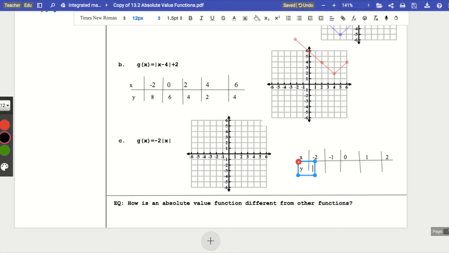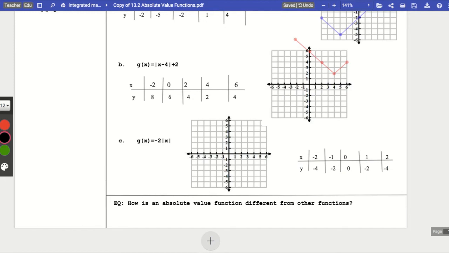So let's do it. The absolute value of negative 2 is 2. Negative 2 times 2 is negative 4. Absolute value of negative 1 is 1. Negative 2 times 1 is negative 2. Absolute value of 0 is 0. 0 times negative 2 is just going to be 0. Absolute value of 1 is 1. Negative 2 times 1 is negative 2. And then negative 4, because we're just multiplying by negative 2. So if you understand how the points are going to work, it's going to flip the graph. And we call this a reflection over the x-axis.